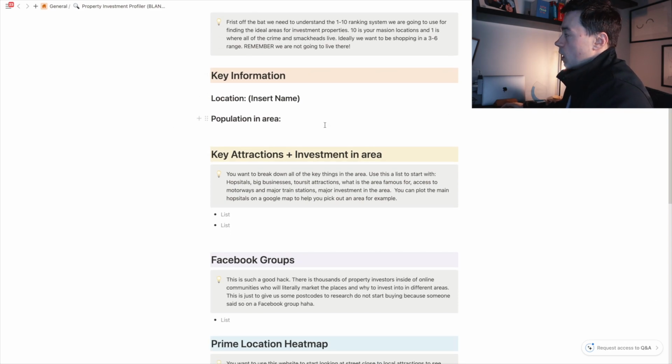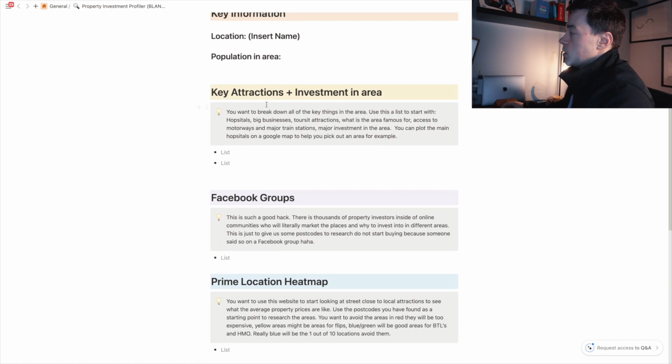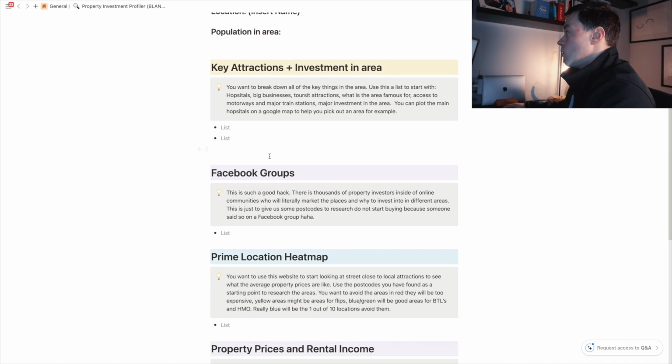Then we've just got some key information here: location, population in the area. These are important to understand because this is fundamentally how many people live in the area. Key attractions and investments in the area is super important because this is ultimately the reason why people will go to that area. You can list out all the big businesses, tourist attractions, what the area's famous for, infrastructure, motorways, train stations. Is there any big investment projects coming up in the area? If you want to be super good, which I can show you in a minute, you can plot the main stuff on a Google map as well, so you can see it all on a map for your investment area, which is interesting.